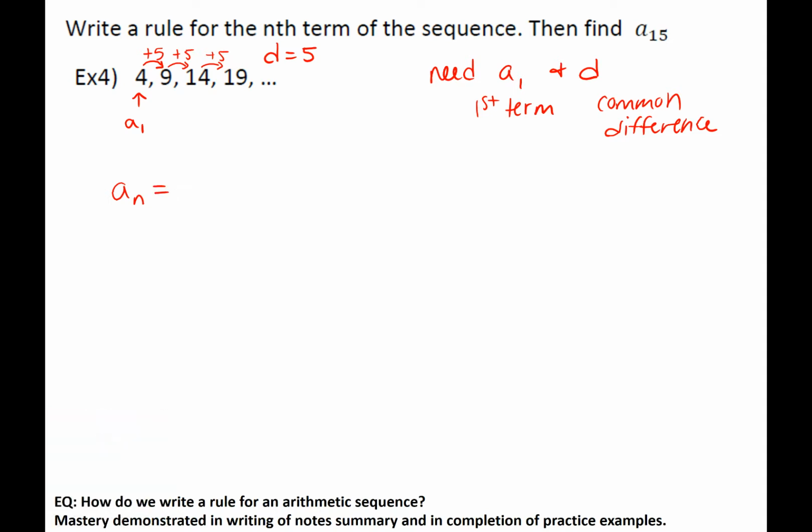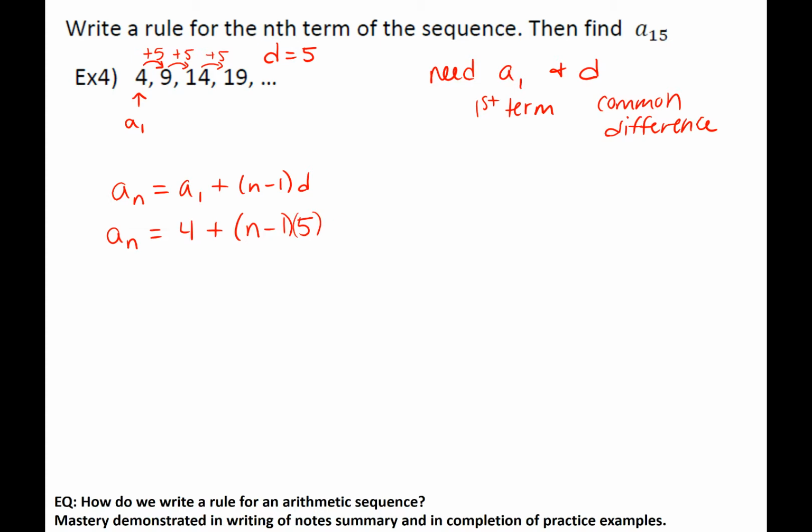So go to the formula, and then we're going to plug that in. Let me write the formula first. Here we go: n minus 1 times d. So a sub n, that's what I'm trying to write my formula for. A sub 1 is 4 plus n minus 1, we don't know how many terms, so we're going to leave n as n. And then d, the common difference, is 5.